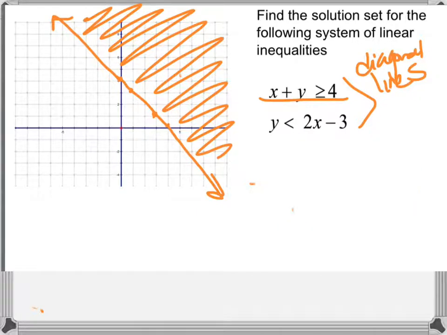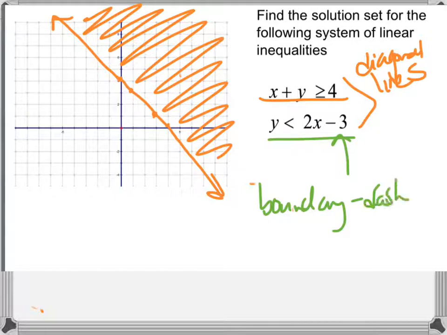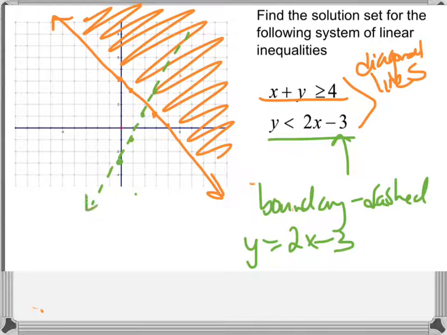Okay, the second one is right here. So this is the y. So the boundary is dashed, and it's the line y is equal to 2x minus 3. So I go down to negative 3, and I go up 2 and over 1. Okay, and this right here is a dashed line. And again, I'm going to test (0, 0).